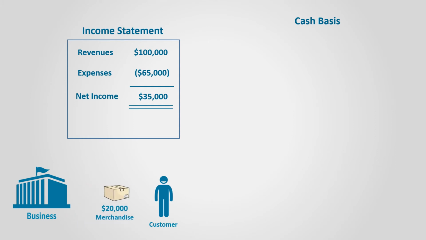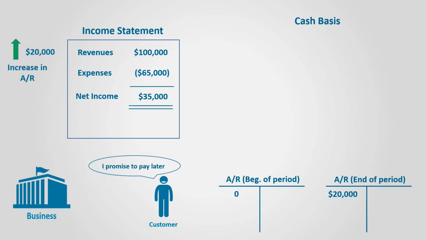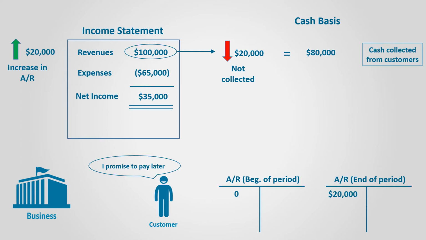Assuming that this is the only sale done on account during the period and that the beginning accounts receivable balance is zero, we can expect the accounts receivable debit balance to be $20,000 at the end of the period. The accounts receivable balance increased, indicating that some of the revenues are not collected, and hence the revenue according to the cash basis will go down by $20,000. The cash collected from customers will be equal to $100,000, which is the revenue according to the accrual basis, minus $20,000, which is the increase in accounts receivable, to get $80,000 of cash collection from customers.